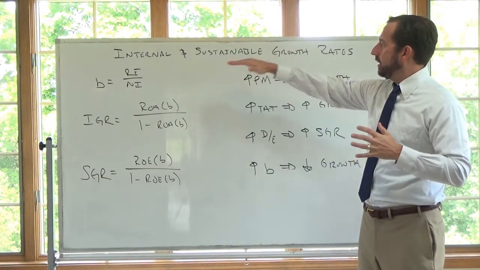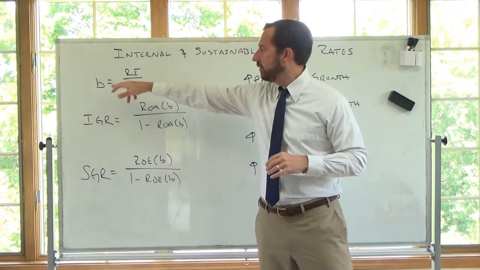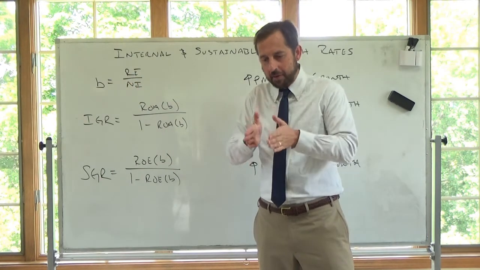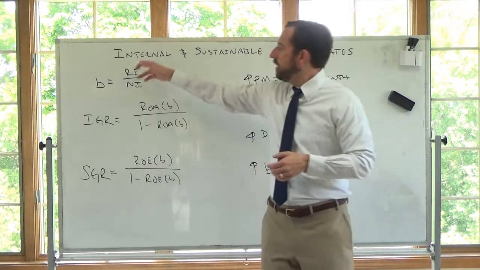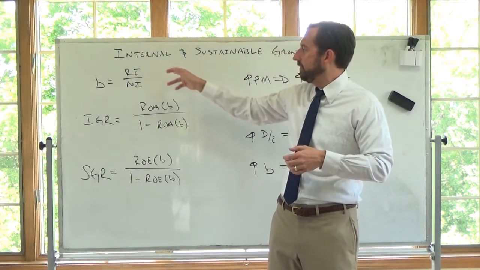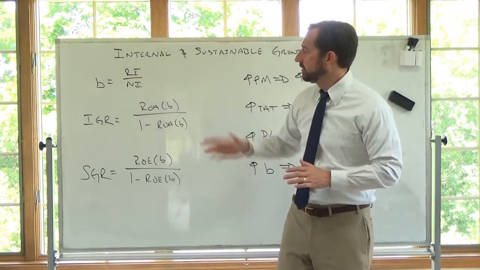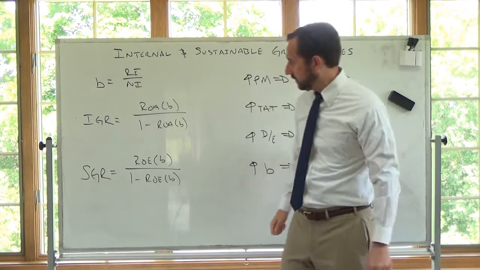So internal and sustainable growth rate, first let's define the plowback ratio, often denoted by b. This is retained earnings over net income. Remember, net income can either go to retained earnings or dividends, right? So retained earnings divided by net income plus dividends divided by net income sums to 1, right? So this is some number between 0 and 1. So this is how much of net income we're reinvesting in the business.